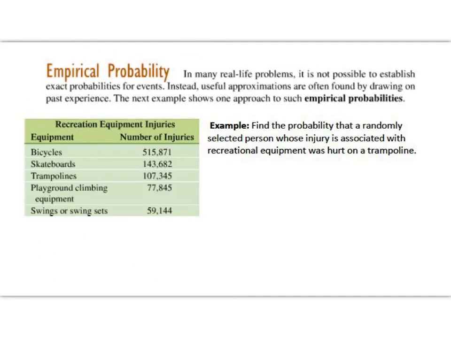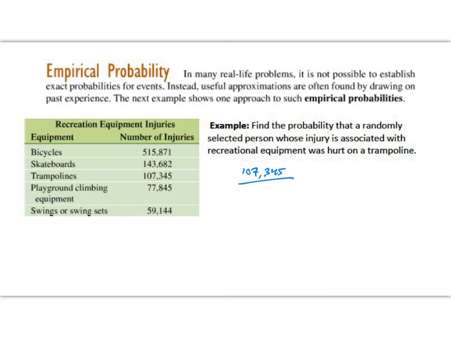All right, now the last thing is what's called empirical probability here, and this one is kind of fun, but at the same time, it can be a little annoying to figure out. We've got some data on accidents here that occurred on recreation equipment, and it's asking us to find the probability that somebody was injured on a trampoline. Well, we can see very easily that there were 107,345 injuries that resulted from a trampoline.